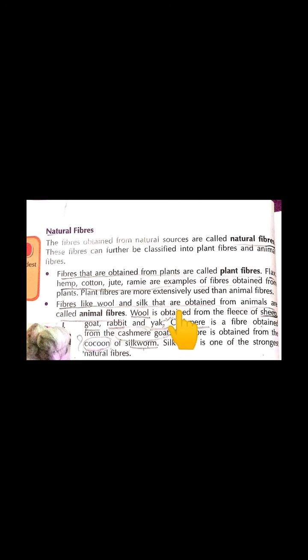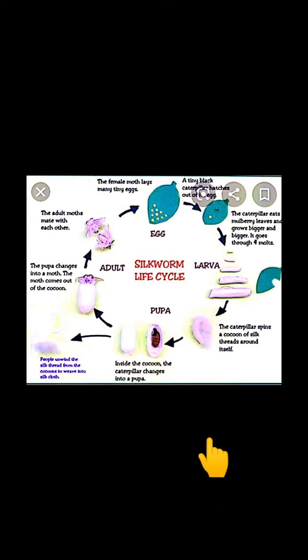So the fibers which are obtained from animals are called animal fibers, like wool and silk. Wool is obtained from goat, rabbit, yak. You can also add one more example here, that is camel. Camel is also a wool-giving animal. And silk is obtained from the cocoon of the silkworm. So here you might be thinking, what is a cocoon? So let's discuss it also.